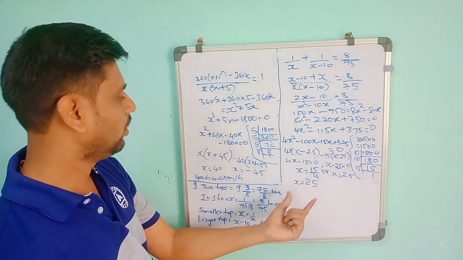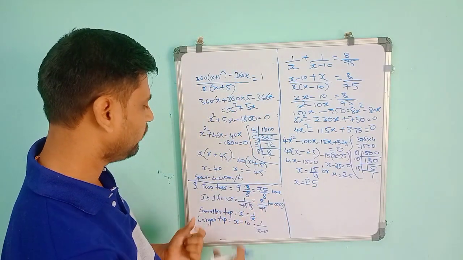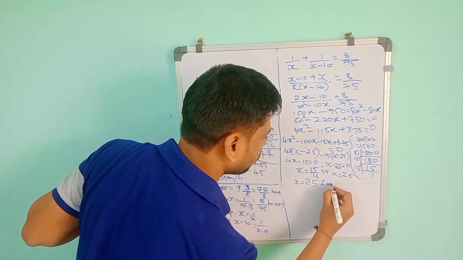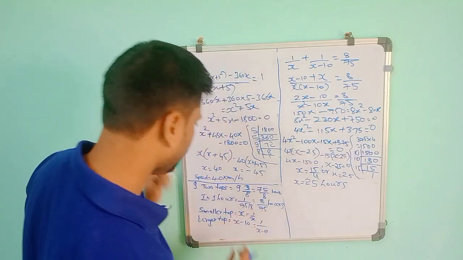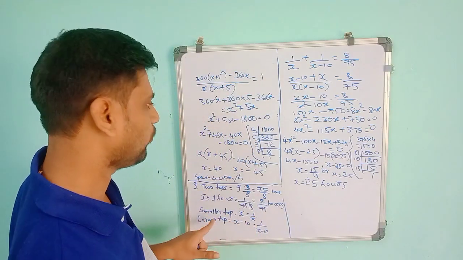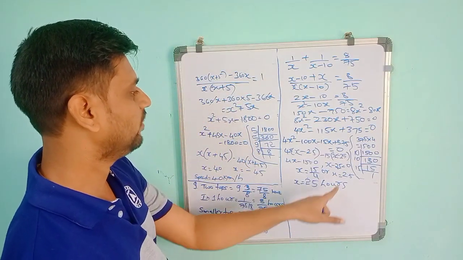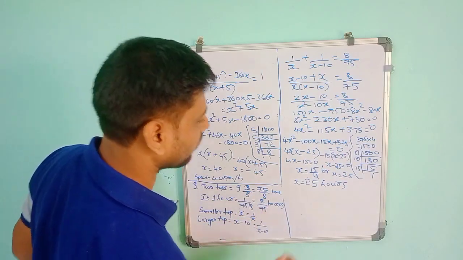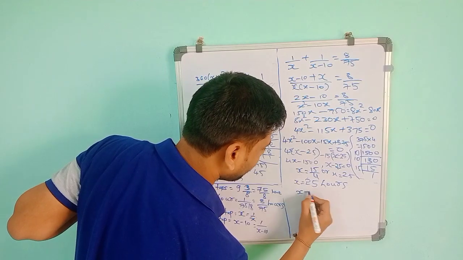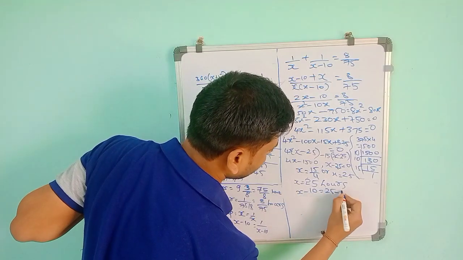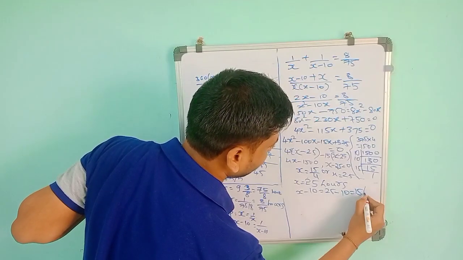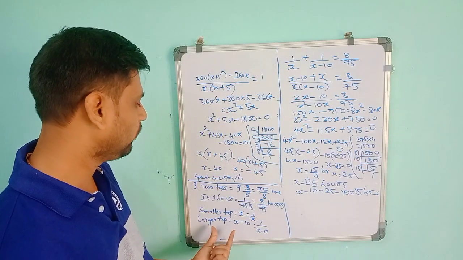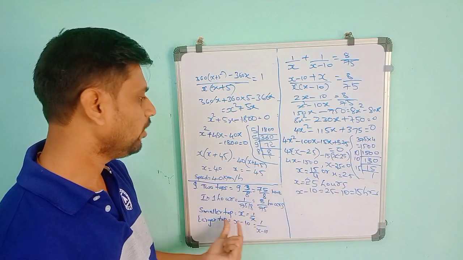That is, the smaller tap fills the tank in 25 hours. X is what we have taken for the smaller tap, because it is 1 by x. So the smaller tap will fill the tank completely in 25 hours. The larger tap takes x minus 10 hours, which is 25 minus 10, equal to 15 hours. So it will take 15 hours to fill the whole tank by the larger tap and 25 hours by the smaller tap.